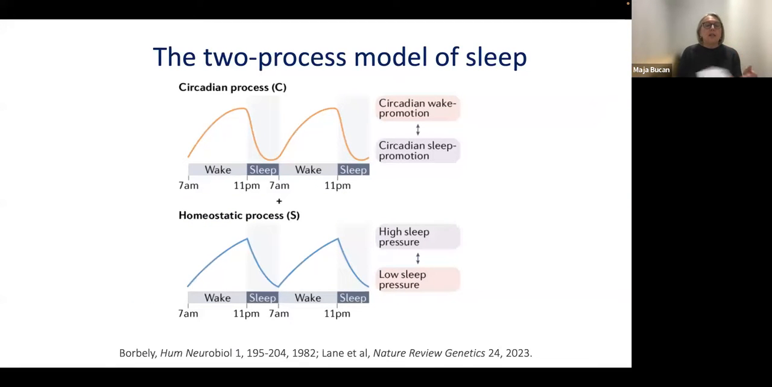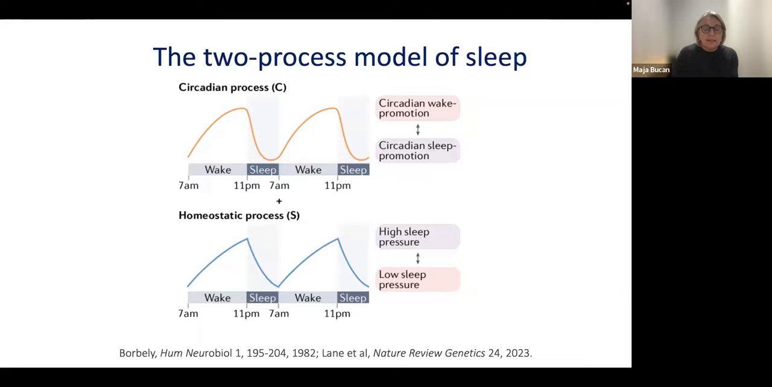So the big question is, how is our sleep or timing of sleep regulated? I'm going to share here with you an amazing model, the so-called two-process model of sleep, reported by Borbély in the early 90s, that still holds and governs a lot of our studies.